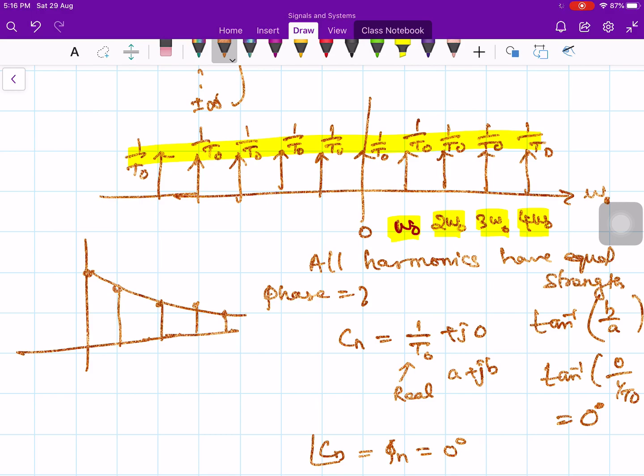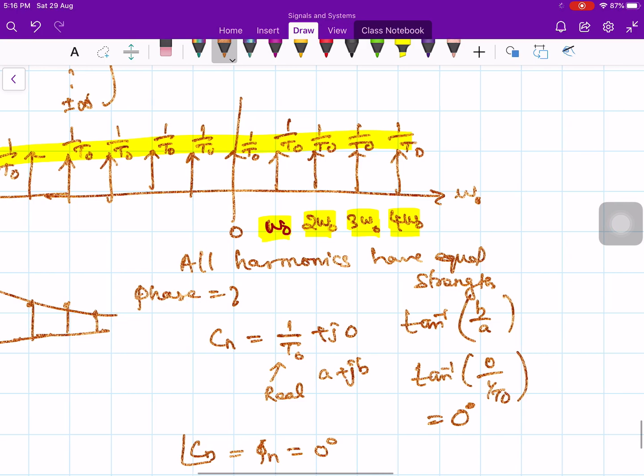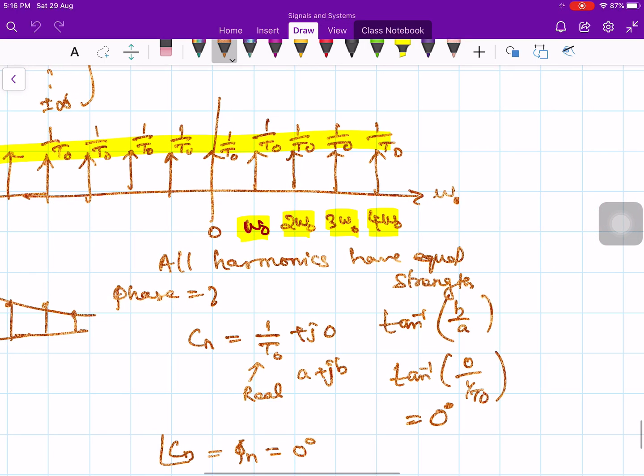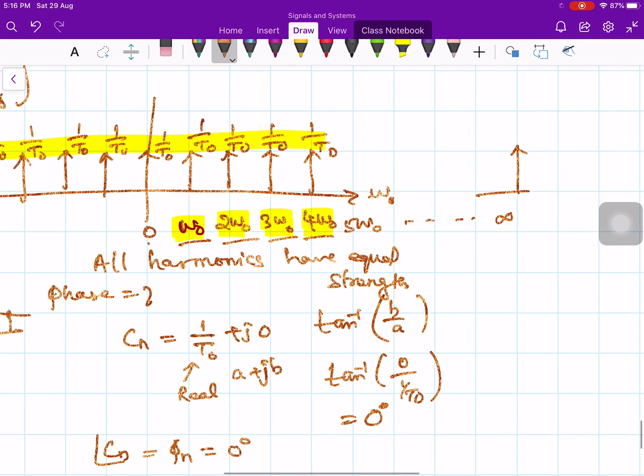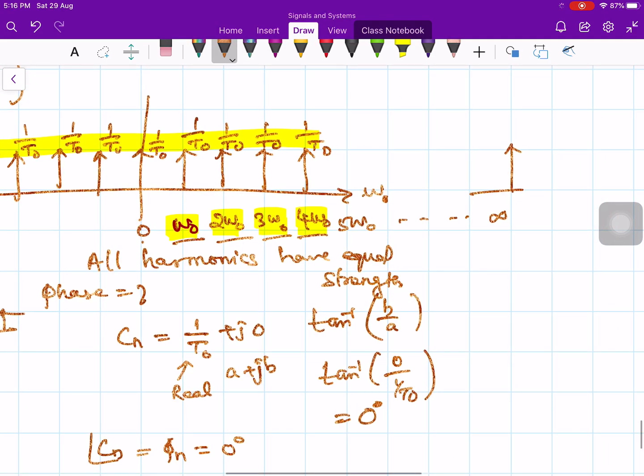Now one can ask a question, why does this have equal strength for all harmonics, whether you take 0 Hertz or omega naught radians per second or 2 omega naught, 3 omega naught, 4 omega naught, 5 omega naught, or you can take infinity also, it gives the same contribution. Why is that so? That is the question we need to understand. Mathematically one can evaluate and get the result, but beyond that we need to think a little bit more. It gives constant or equal contribution for all frequencies, right from 0 to infinity.